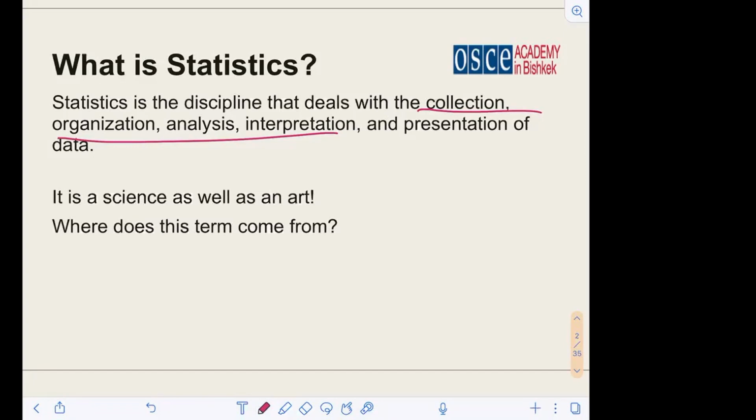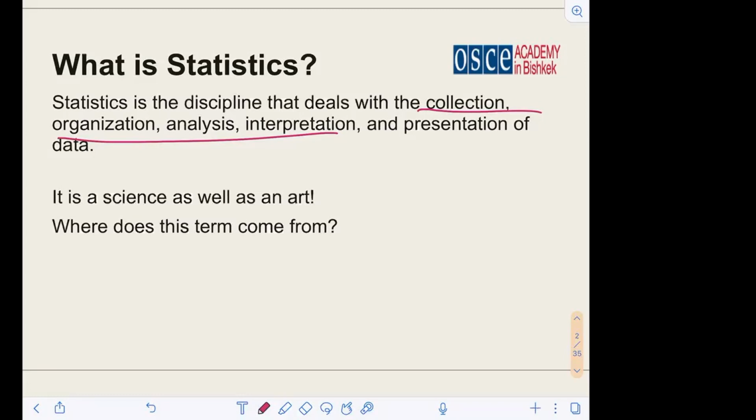For example, 5 million people have died, or 10 million people were affected, due to COVID-19, many people have been affected. 30% of the GDP is coming from remittances. All these statistics we actually use in our day-to-day life.